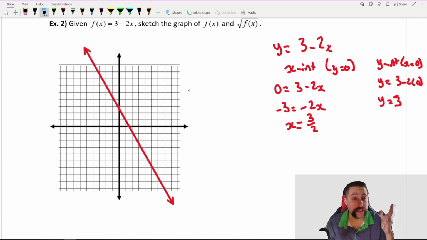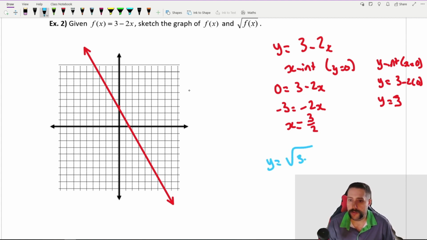Now that we've finished the original function, let's draw out the root. We're going to draw out the root graph now. Y equals the root of 3 minus 2x. In this one, again, we have our invariant points. Recall from the characteristics of radical graphs, the invariant point is y equals 0, that's the start. So y is equal to 0 right here, where it crosses the x-axis.